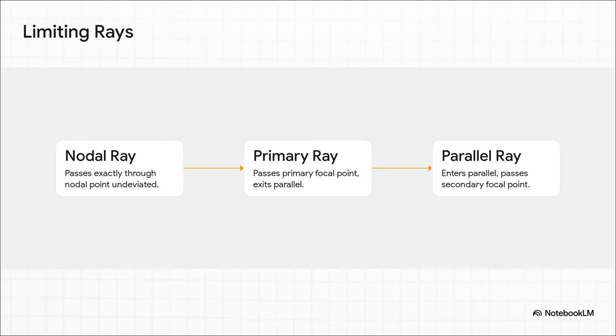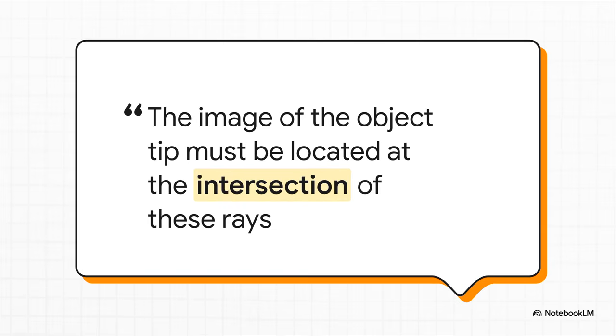Create a crystal clear mental model of how these 3 rays act, because knowing how they move lets you solve literally any optical puzzle. And just a quick note, while we're describing all 3 here, any 2 of these rays are actually sufficient to accurately map the system. So the crucial takeaway here is that finding the exact intersection of these rays is your ultimate goal. Where those rays cross, that is the exact location of the newly formed image.